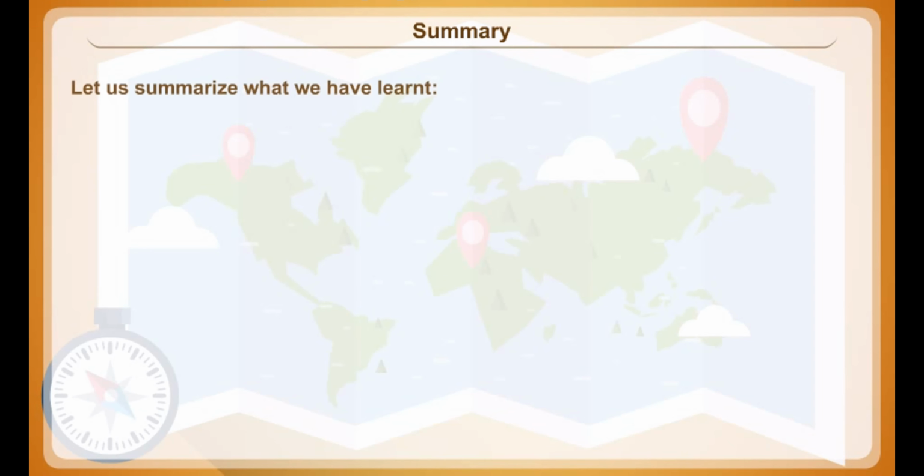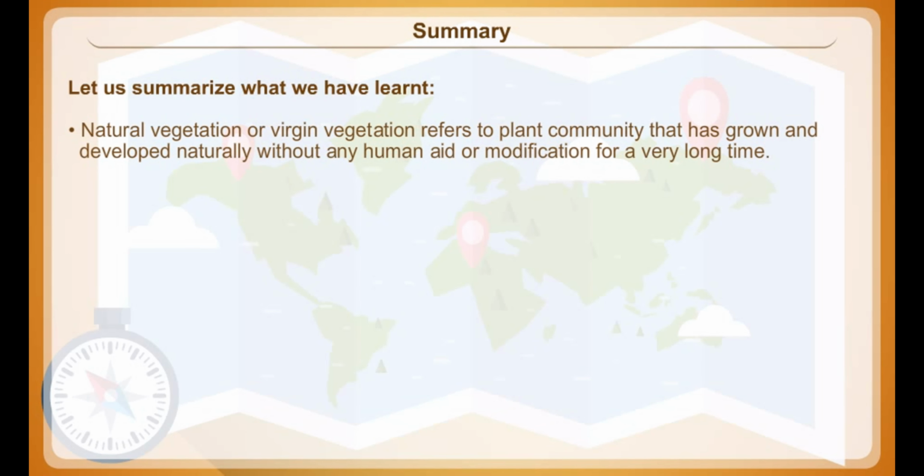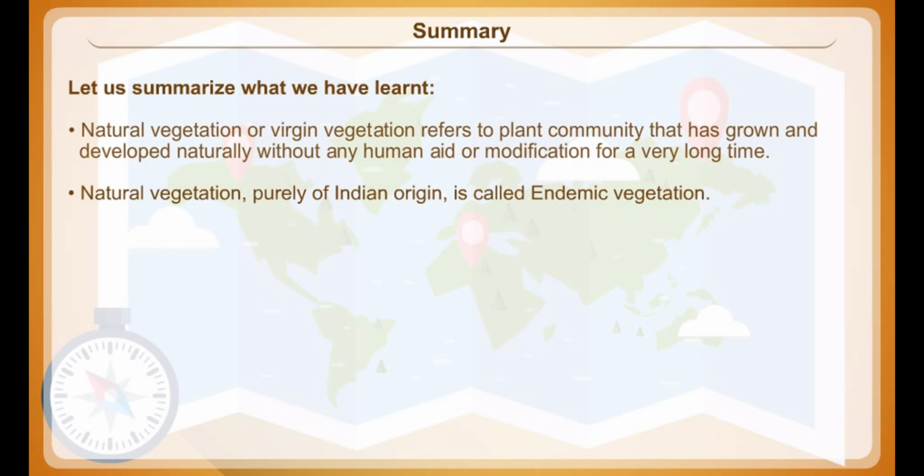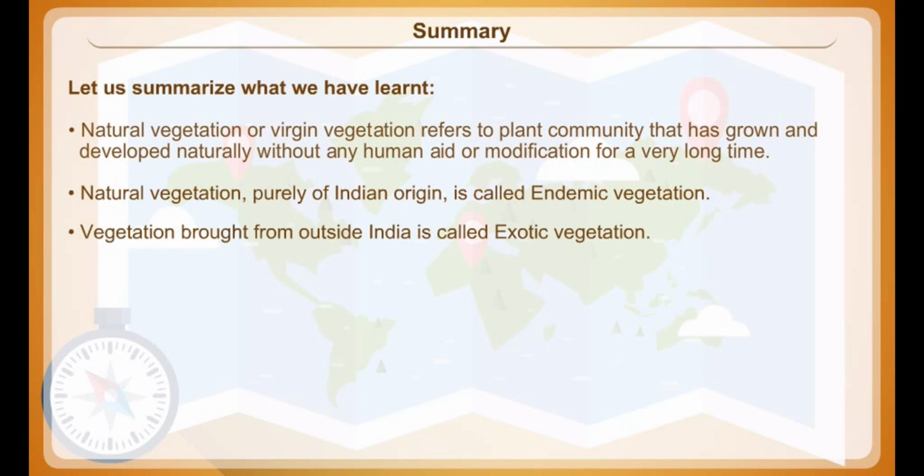Summary. Let us summarize what we have learnt. Natural vegetation or virgin vegetation refers to plant community that has grown and developed naturally without any human aid or modification for a very long time. Natural vegetation purely of Indian origin is called endemic vegetation. Vegetation brought from outside India is called exotic vegetation.